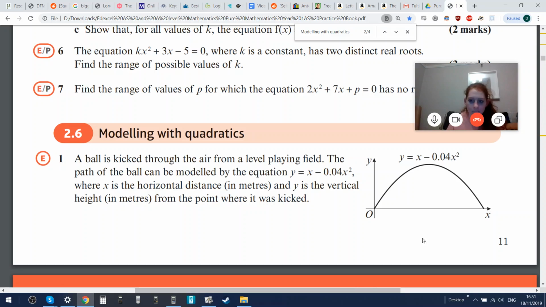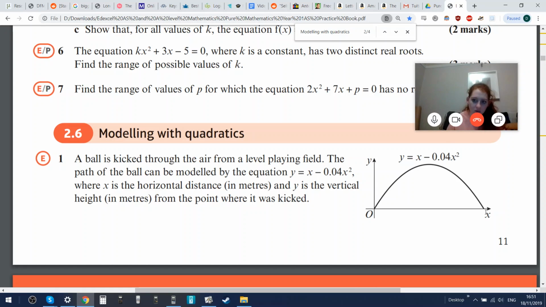Will we solve it? Yeah, and how would you solve it? By completing the square. Is there an easier way? Completing the square would be a good way to find its maximum height. We want to find its distance, so like the position when it hits the ground again.